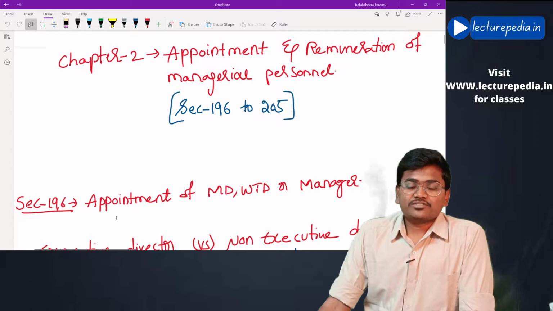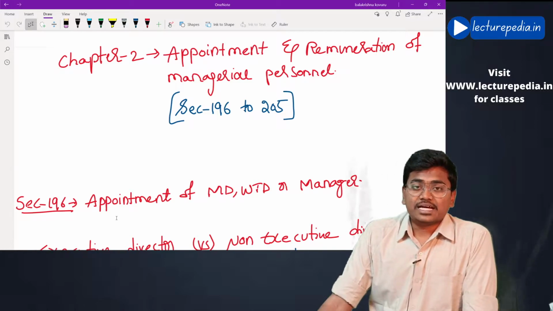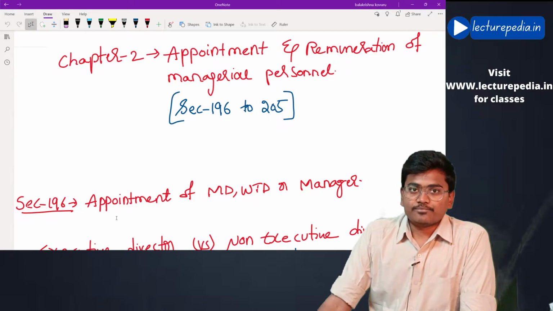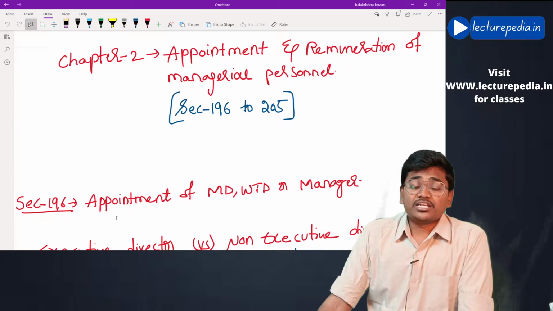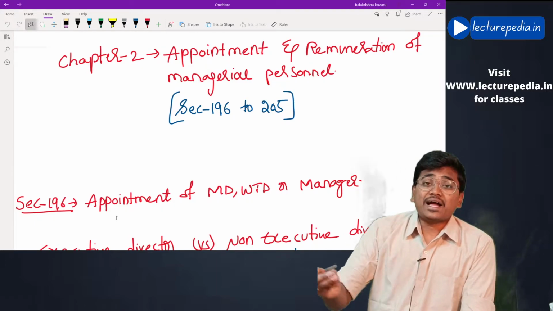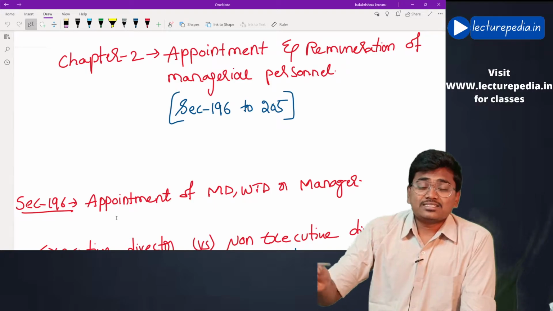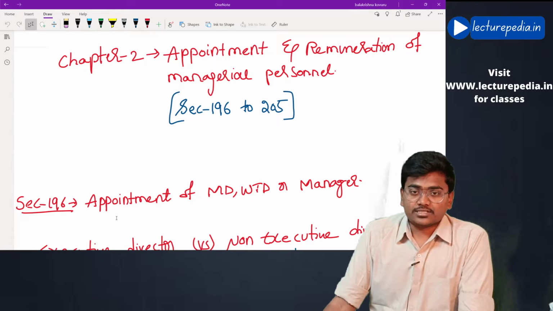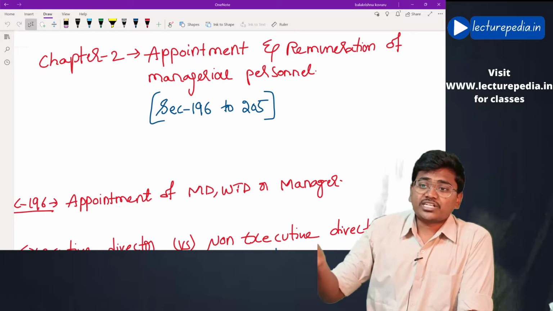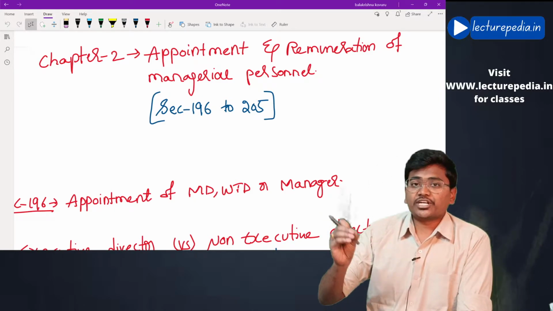In the previous video, we have completed revision of appointment and qualification of directors. Now we will be starting with revision of appointment and remuneration of managerial personnel. That is the second chapter relating to directors. If you see, in this chapter we will have section number 196 to section number 205.